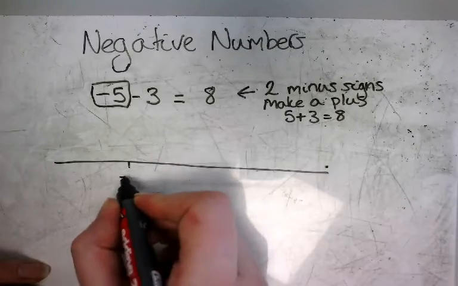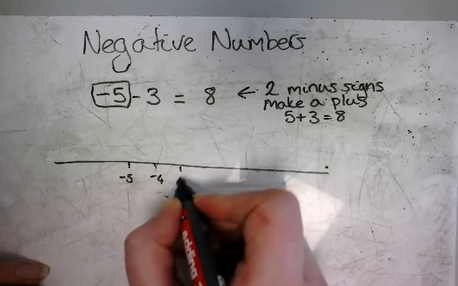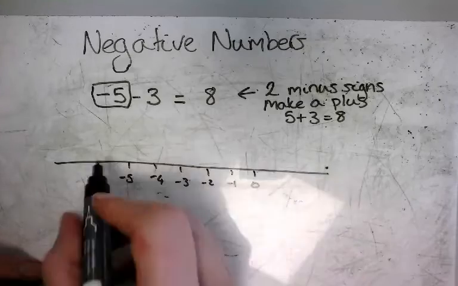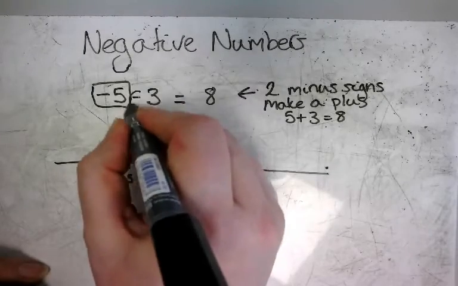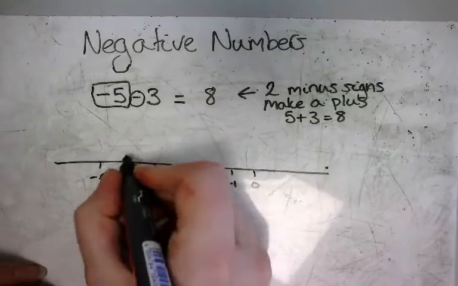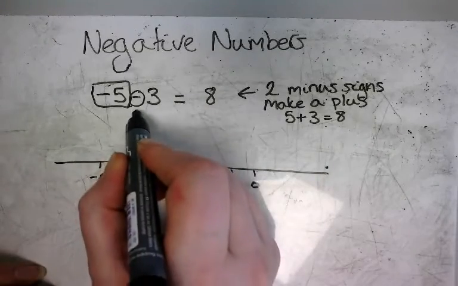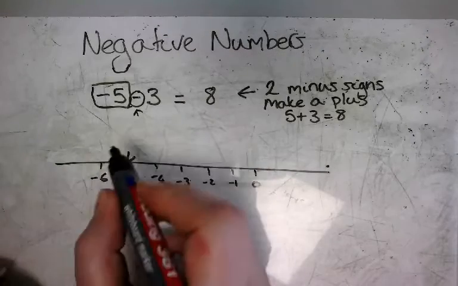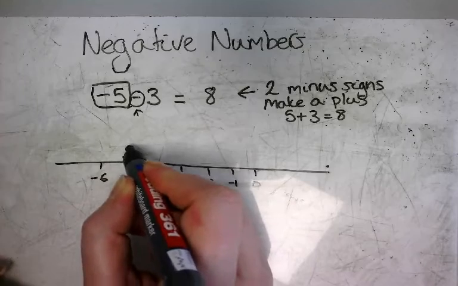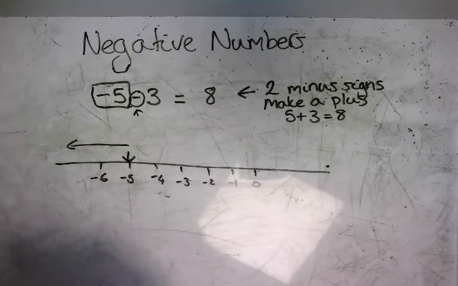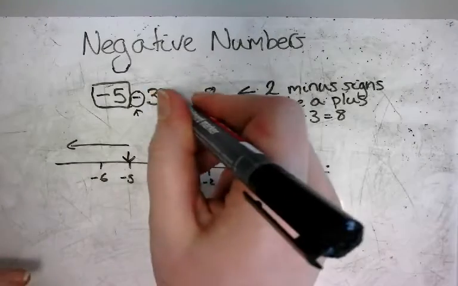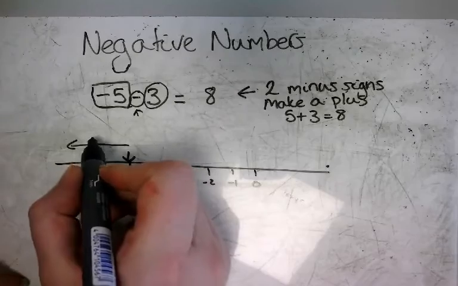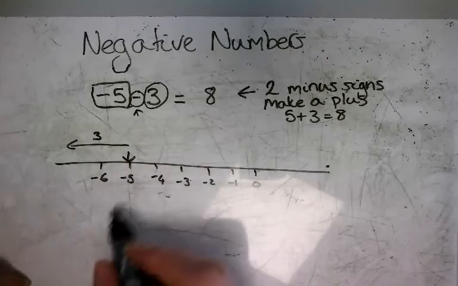So if we think about our number line, negative 5 is where we are going to start. Our next thing is our symbol here. This minus sign, our take away sign, tells us which direction we are moving along our number line. It's a take away, that means we are moving this direction across our number line. The number at the end, the 3, tells us how many spaces we are moving, so we are moving 3 spaces in that direction.